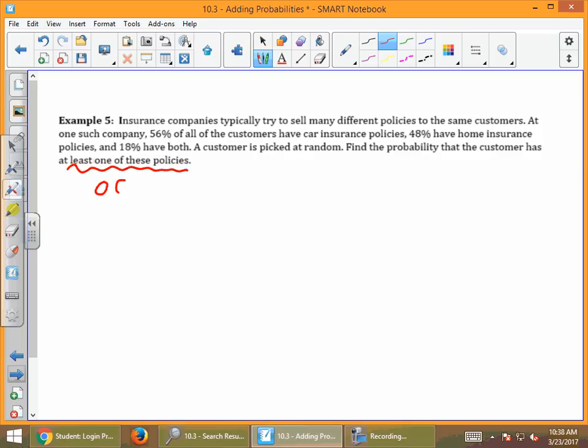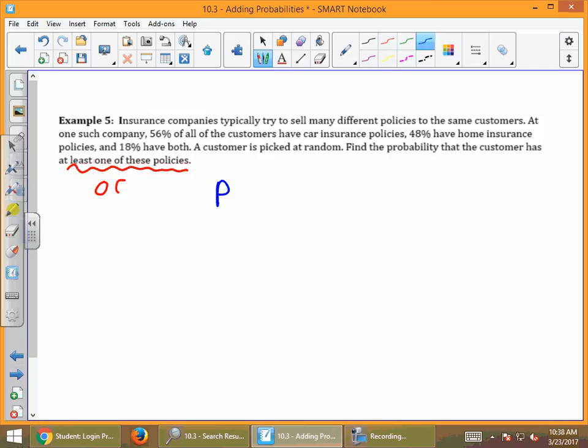So when you see the words at least one of these policies, it's really saying or. It's got one or the other. We're not going for both, but at least one of these. So we have an or. What do we need to do when we see or? Write down the equation. We know it's the probability of one plus the probability of the other minus the probability of them together.